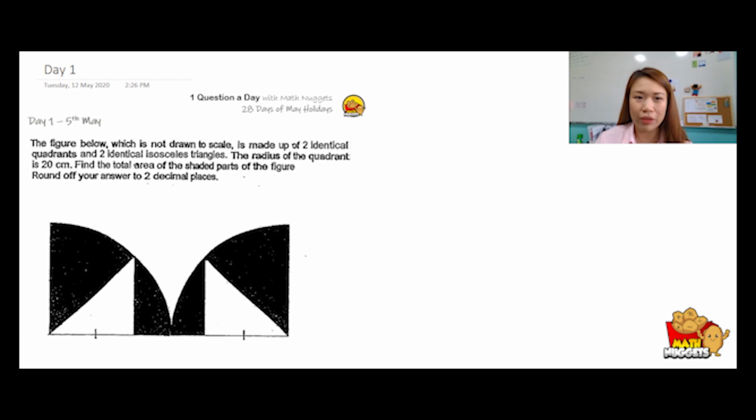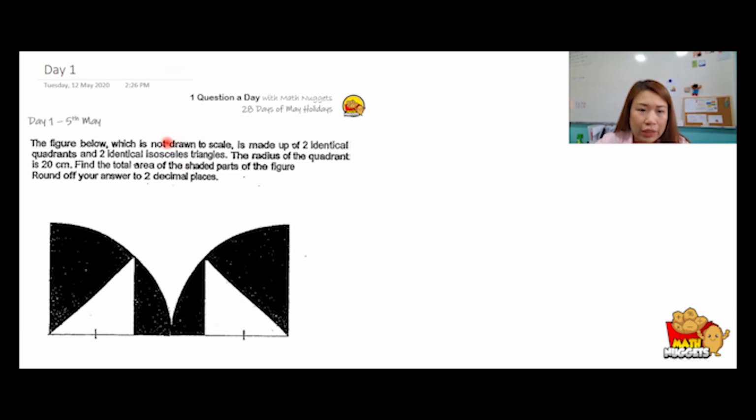So this is question 1 of one question a day with math nuggets. Day 1. So this is a circles question. We have two identical quadrants and two identical isosceles triangles.